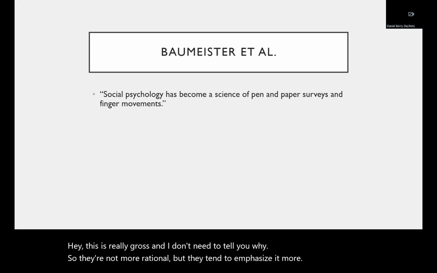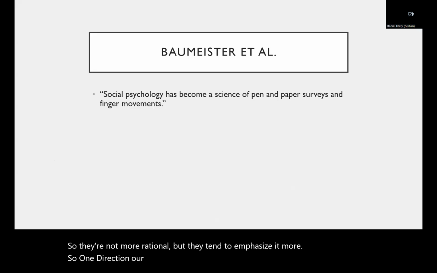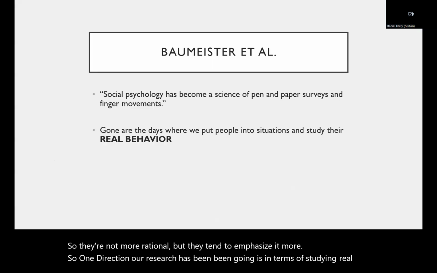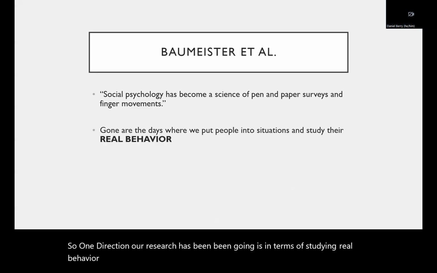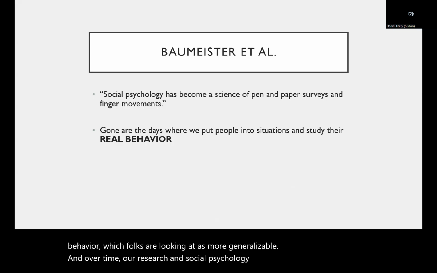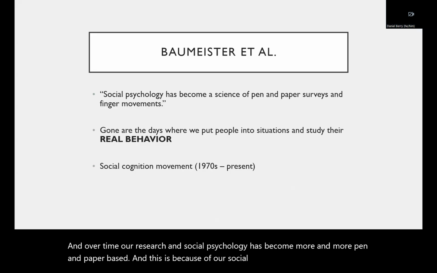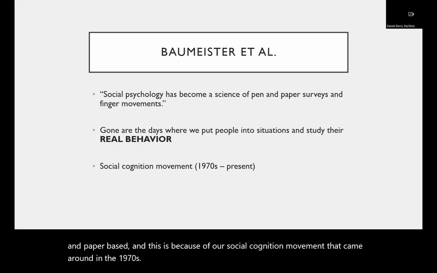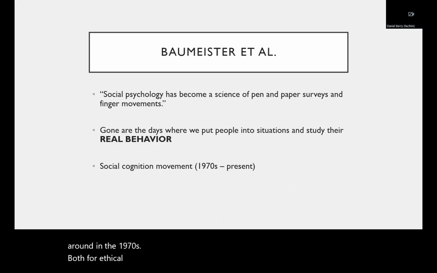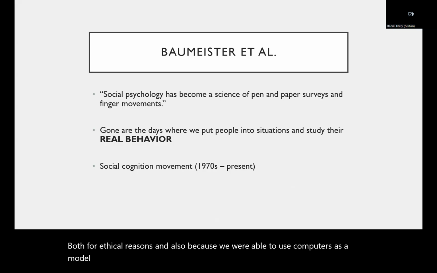So one direction our research has been going is in terms of studying real behavior, which folks are looking at as more generalizable. Over time, our research in social psychology has become more and more pen and paper based. This is because of our social cognition movement that came around in the 1970s, both for ethical reasons and also because we were able to use computers as a model to study the human mind.